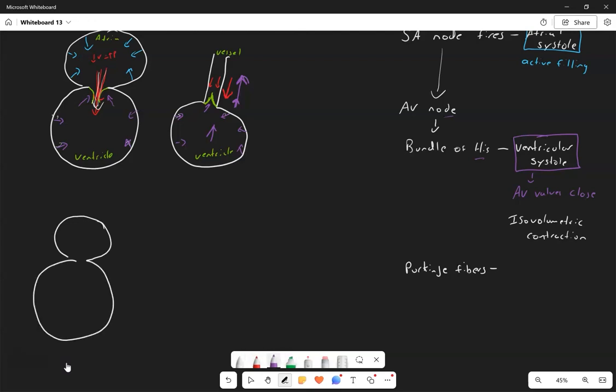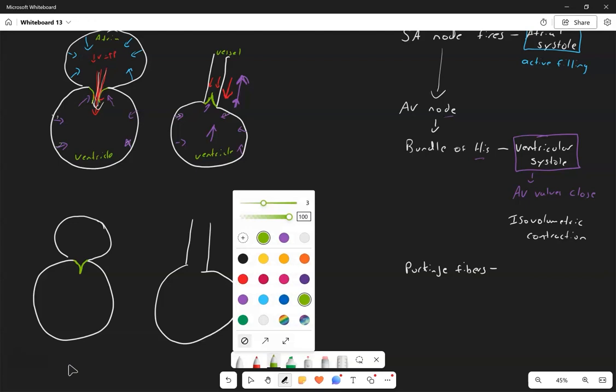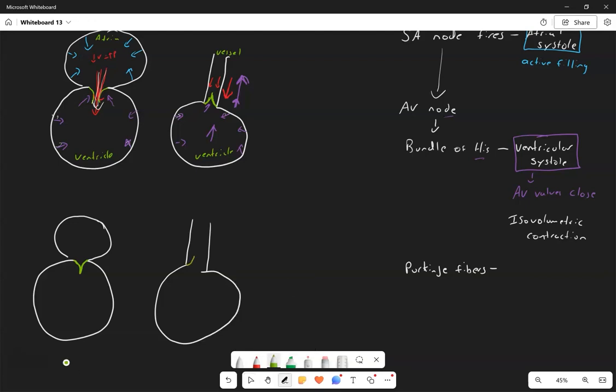So what we have happening here is that those AV valves are going to be closed. Then let's draw this one over here. Now we have these valves opened up, like so. Because of that, blood will flow from the ventricles out into the vessels. So this is going to lead to what we refer to as ventricular ejection. Blood is going to be ejected from the ventricles into the vessels.